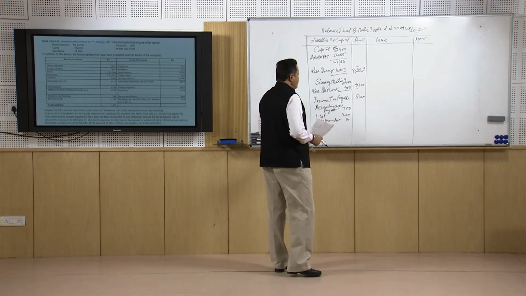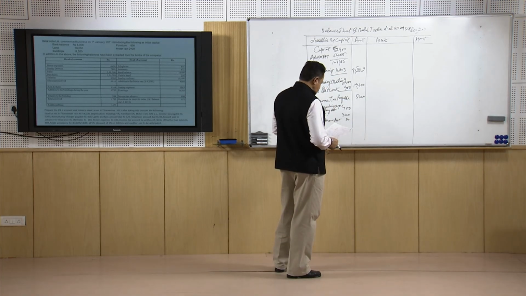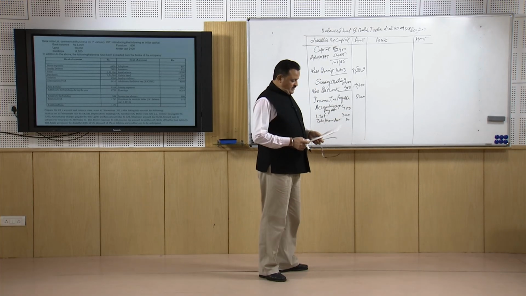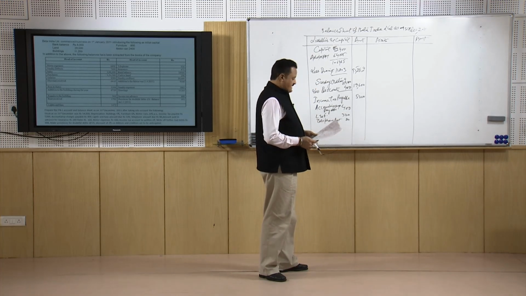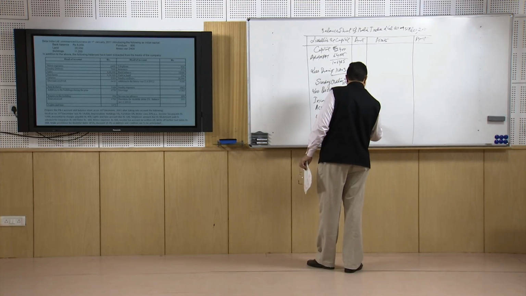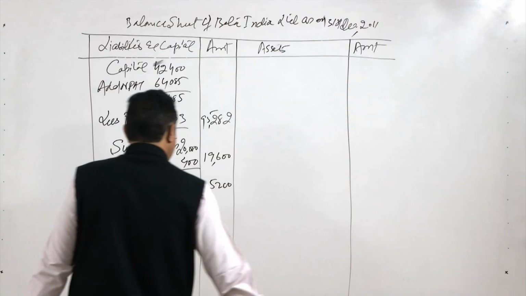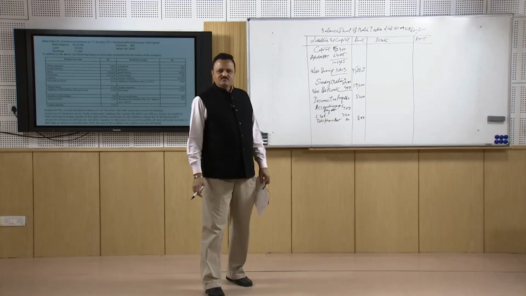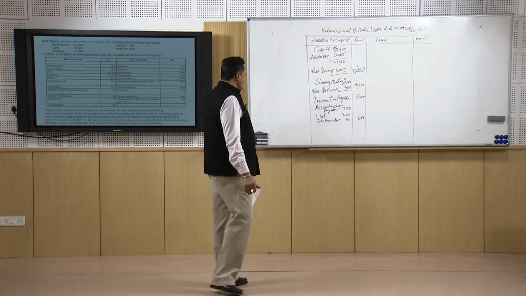95,282 is the capital, 19,600 is the creditors, and this works out as 5,200, and then 400 accountancy charges, then 320 are the light and fan charges which are due to be paid, and then the telephone amount is 80 rupees. So 320, 400 and 80, this is 800 rupees to be paid later on, where these expenses have become due to be paid but we have not yet paid them, so we have to pay them. No issue, no problem.